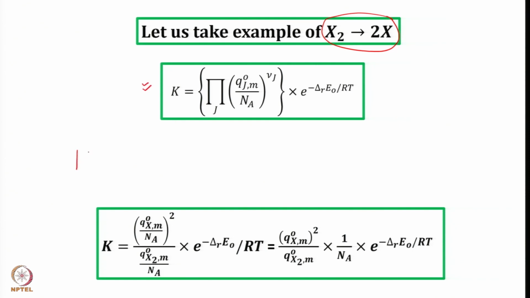So, K will be equal to, this nu J is positive for products and negative for reactant. For product it is plus 2. So, what I will write? q of X m naught by Na, this stoichiometric number is 2, and then I will have in the denominator for the reactant X2, that is q of X2 m naught by Na.